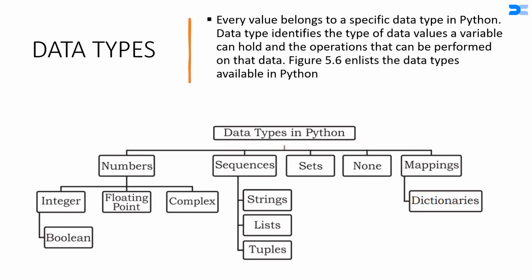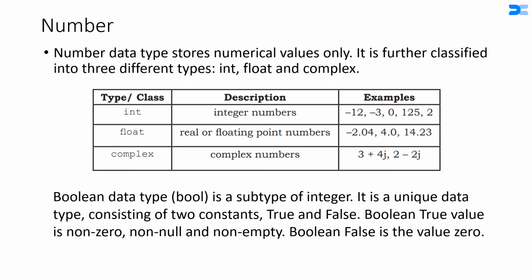Data types. Every value belongs to a specific data type in Python. Data type identifies the type of data values a variable can hold and the operations that can be performed on that data. Figure 5.6 enlists the data types available in Python. Number data type stores numerical values only. It is further classified into 3 different types: int, float and complex.